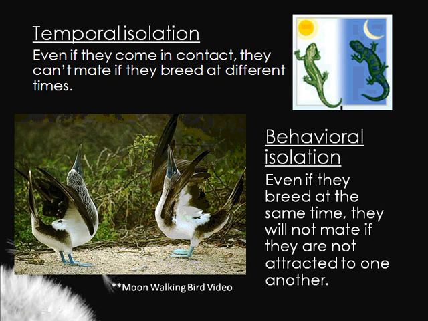Next is behavioral isolation. So even if they do breed at the same time, maybe they won't mate because they're not attracted to one another. Maybe there are very specific mating behaviors. Like these birds there do a little dance. They're called blue-footed boobies. They do a little dance to attract a mate where they stretch their necks up and show off their feet that are bright blue. That attracts a mate. So if their mate can't do the right dance, then they're not going to choose that mate.